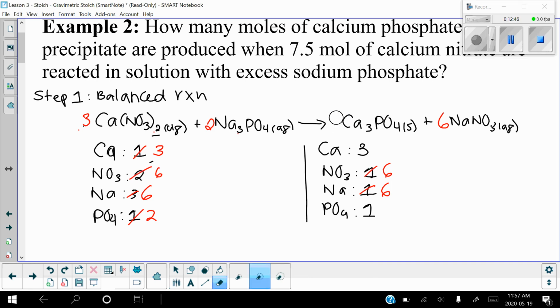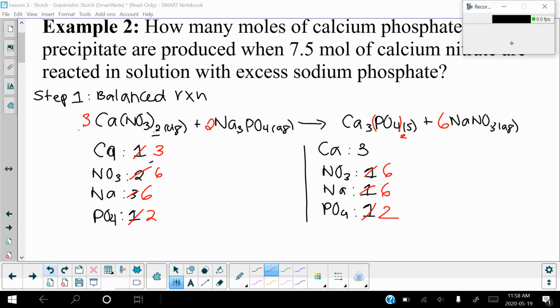And then I realize my mistake. Calcium has a charge of 2, so this should be 2 phosphates. Fixing it. Okay, so there needs to be no coefficient in front of that. Okay, lovely. So everything is now balanced.